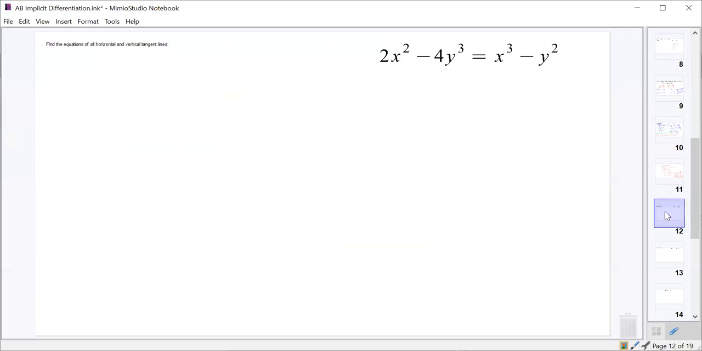Let's see if we can find, actually, let's not bother with this one. Let's do this one. Let's see if we can find the locations of all the horizontal and the vertical tangent lines for this equation. So the first thing you're going to need to do is what? You're going to need to take a derivative. Yeah, take a derivative. So you're going to take the derivative of this, and then from there, what are you going to do? Set the numerator equal to 0 for the horizontal tangent lines and set the denominator equal to 0 for the vertical tangent lines. But first, you guys find the derivative. Take 2 minutes, find the derivative, solve for dy/dx. Ready, go.